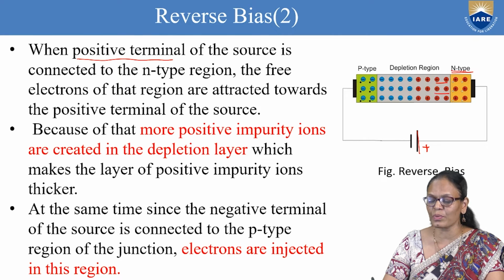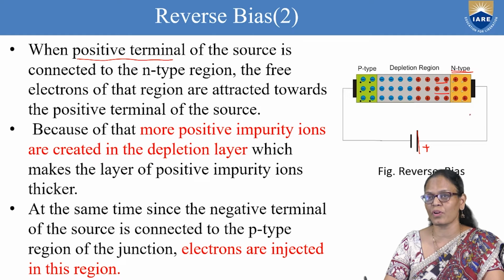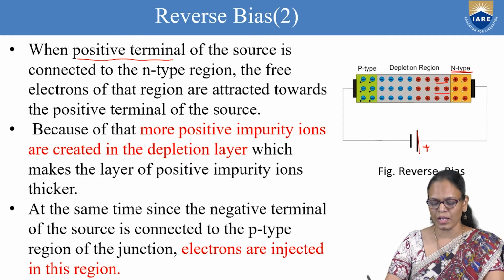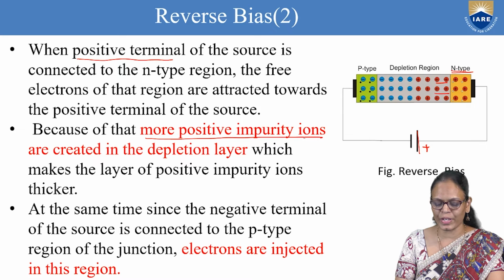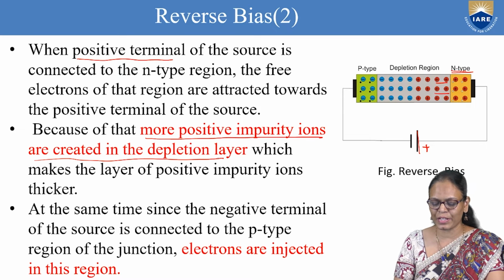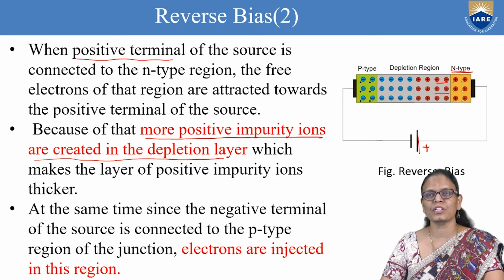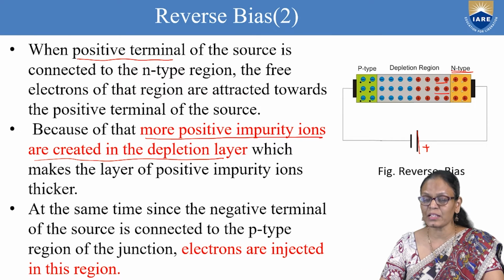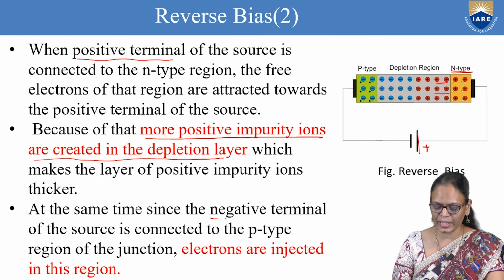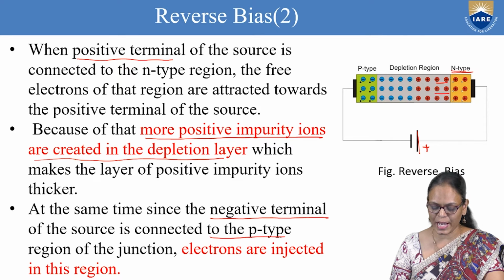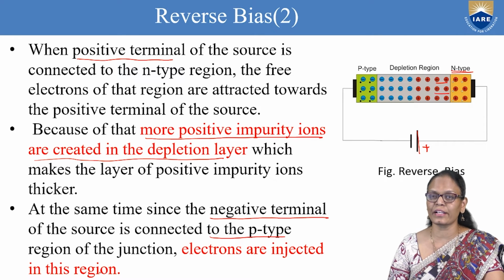Before, there were only 2 layers we have seen. Now, because of the movement of electrons getting attracted away from the junction, more and more layers of positive ions are formed. So more positive impurity ions are created in the depletion layer, which makes the depletion layer thicker. And in the same way, since the negative terminal is connected to the P side, electrons are injected into this region.